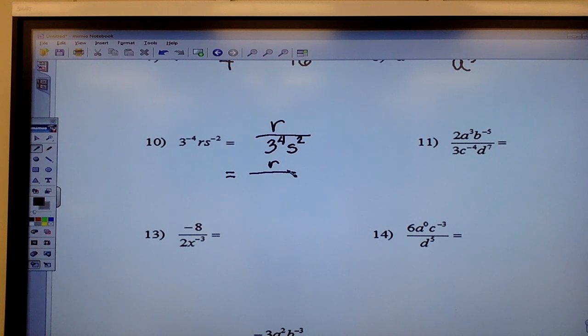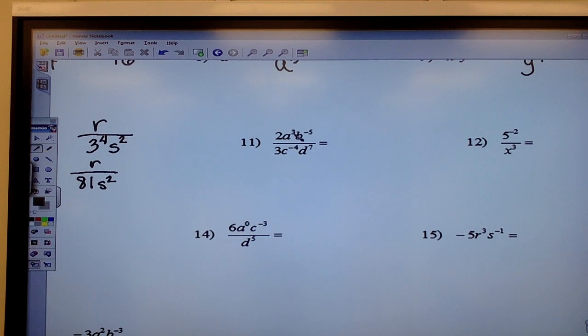And that's going to give us 81. So our final answer will be R over 81S squared. How are we doing so far? Good. Okay, let's go to number 11.